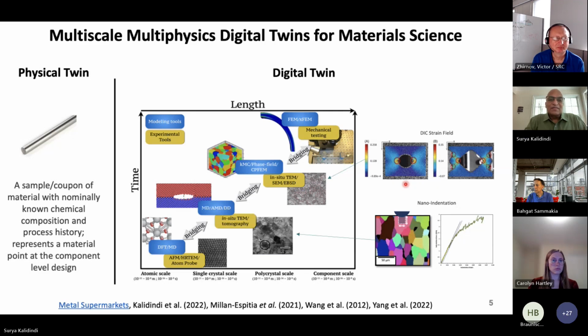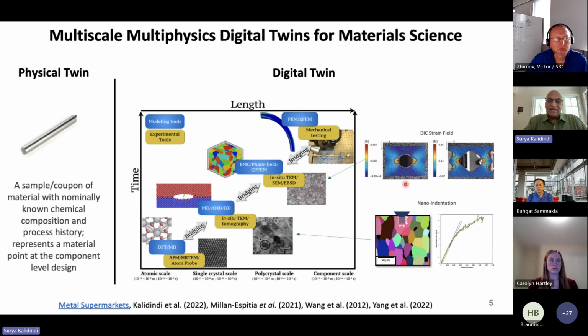So the physical twin is nothing but a coupon of a material that has some nominally known chemical composition. The overall composition is known and the overall process history is known to some extent, to the extent it has been documented. Now, if I want to build a digital twin that behaves like that physical twin, no matter what I do to the physical twin, if I do it to my digital twin, I want the digital twin to replicate whatever the physical twin is doing.